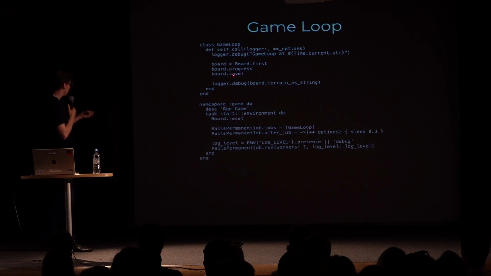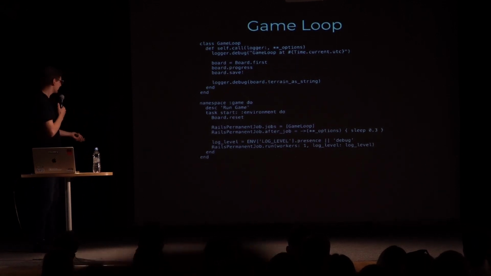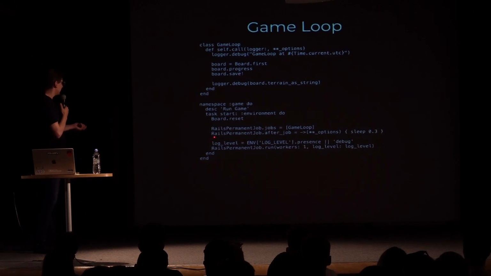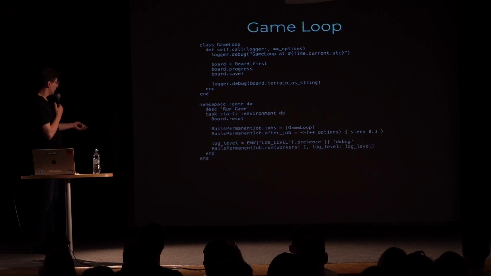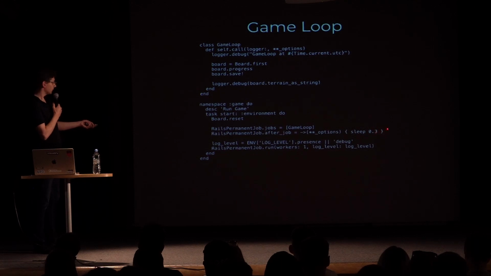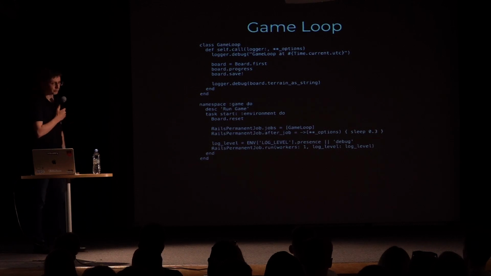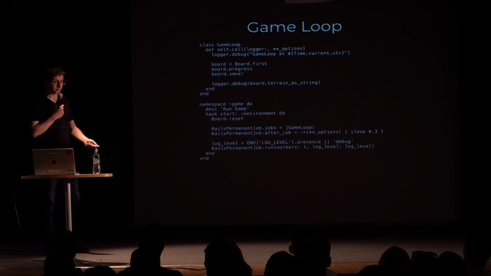We take the class and we create a rake task. You may see that I like rake tasks. When I want to start a game, I reset the boards. I put the game loop as a job to Raise Permanent Job. As an after job, I say to sleep 0.3 seconds. I can also define the log level, and I just run it. And this is how it works. This is actually copy-paste from the source.